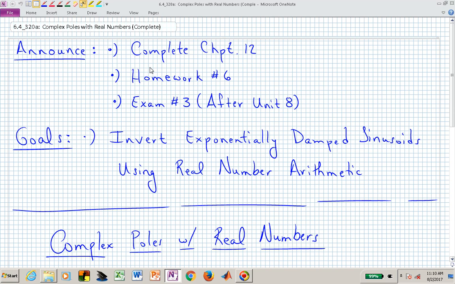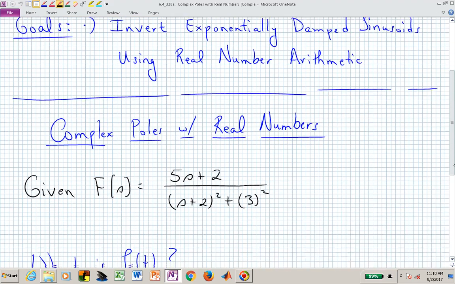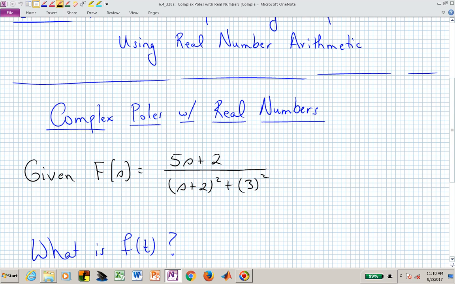In this video, I want to illustrate that you don't have to find complex numerical values for residues when you're working with these exponentially damped sines and cosines, and you can actually use real number arithmetic when trying to find the inverse Laplace transform. So let's look at that relative to a particular example and try to make that a little bit more intuitive. And then at the end of this video, we will talk about the equivalence of a sum of sine and cosine.